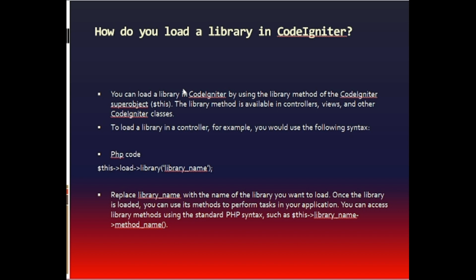You can load a library in CodeIgniter by using the library method of CodeIgniter's super object. The library method is available in controllers, views and other CodeIgniter classes. To load a library in a controller, for example, you would use the following syntax PHP code and replace library name with the name of the library you want to load. Once the library is loaded, you can use its methods to perform tasks in your application.